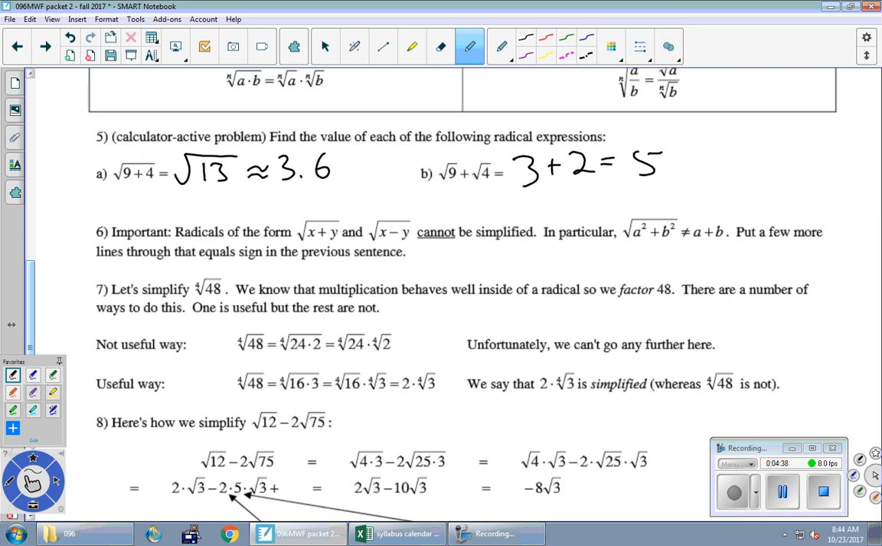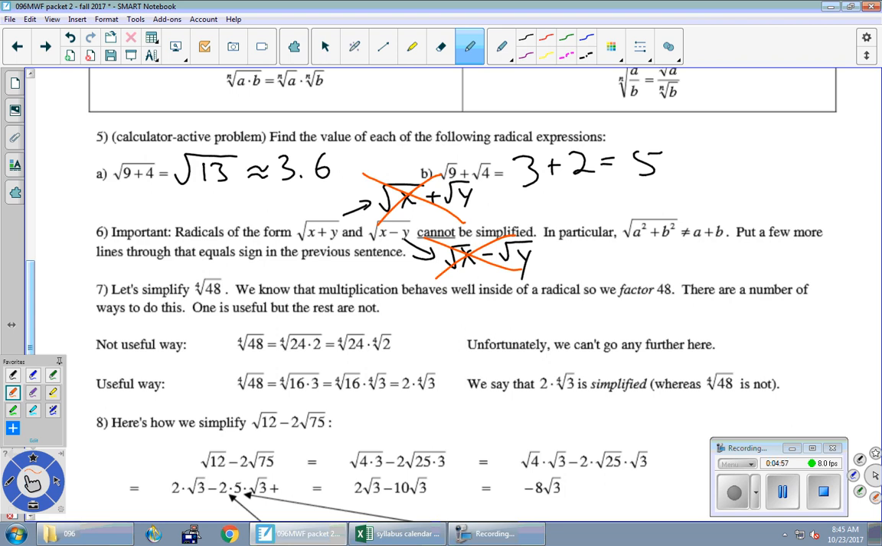You cannot simplify this thing right here. You cannot say square root of x plus the square root of y. You cannot say square root of x minus square root of y. Both of those are wrong. You cannot do anything like that.